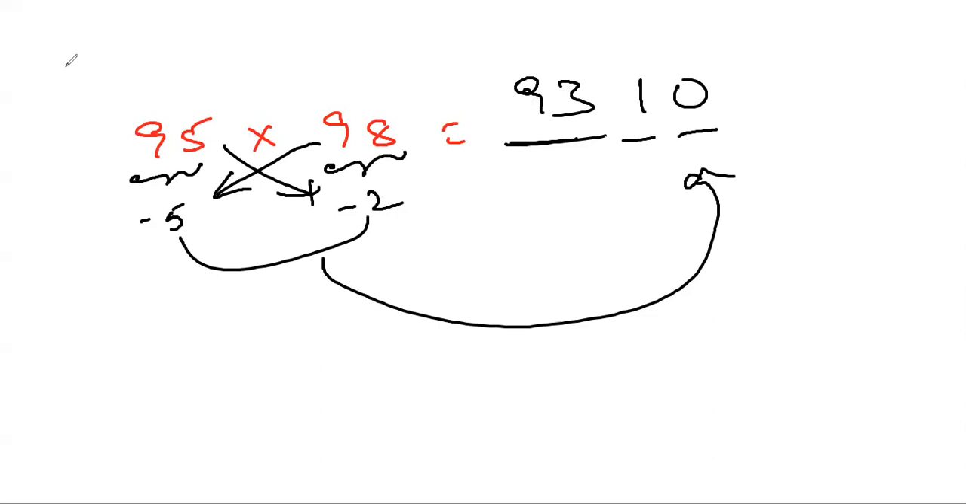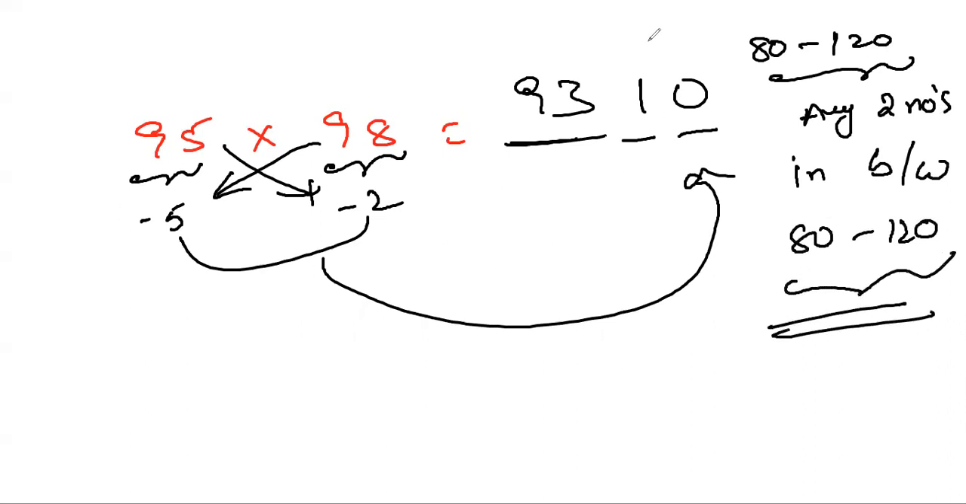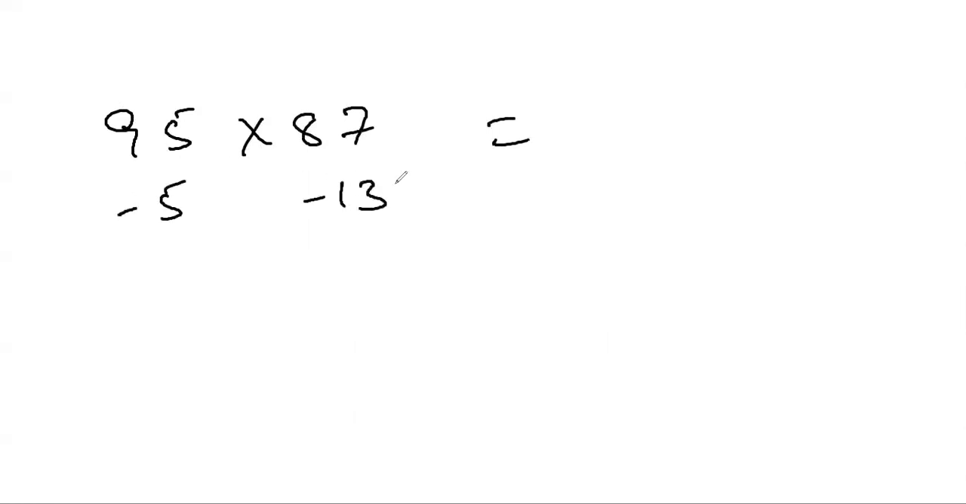So in between, you can say this method is useful in which cases? 80 to 120. Any two numbers in between 80 to 120, you can do those calculations very easily by using this method. That's why I'm discussing this one. For example, 95 into 87 is there. What you will do? This is minus 5, minus 13. Last two digits, initial digits you will write.